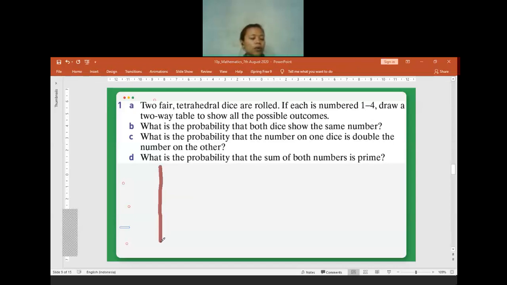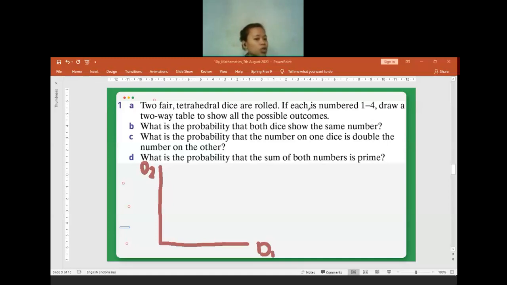Because it is a two-dimensional grid, I will just make it like this. This is the y-axis, for the second dice, dice 2. And this is the x-axis, for dice 1. And then after that we put numbers on the dice. What numbers are available on the dice? Hello, what numbers are available on the dice? Number 1, 2, 3, 4, 5, 6.